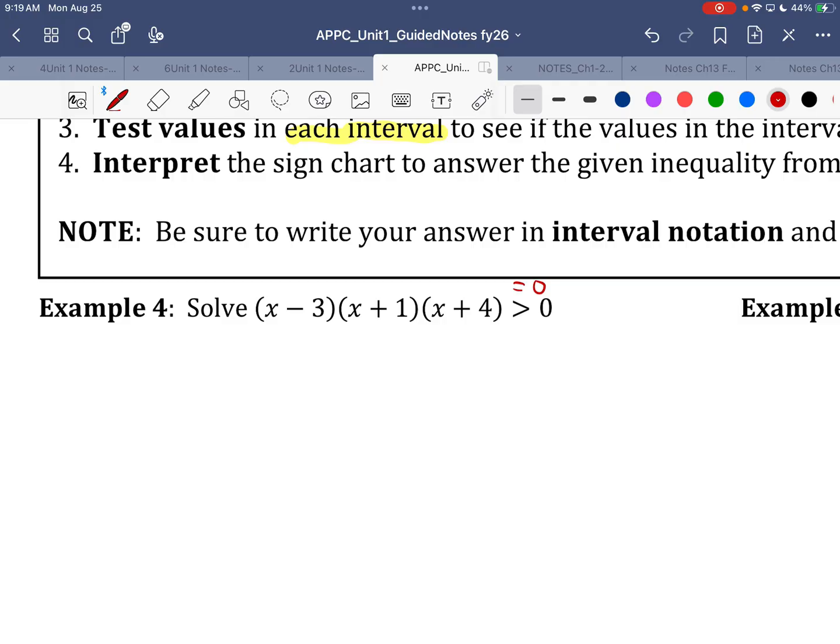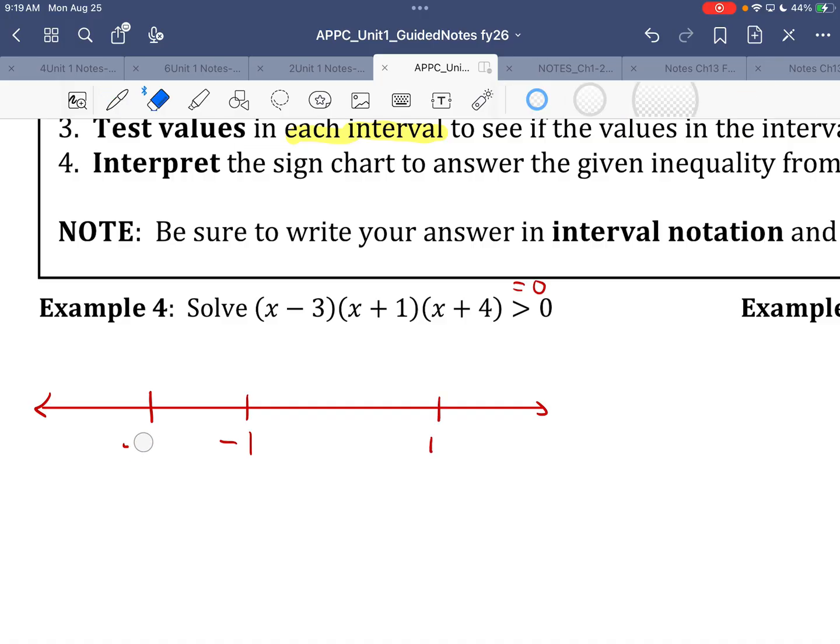-4, -1, 3. Yes. Now let's make our sign chart and put those x-intercepts on the sign chart. Oops, hang on. It's -4.